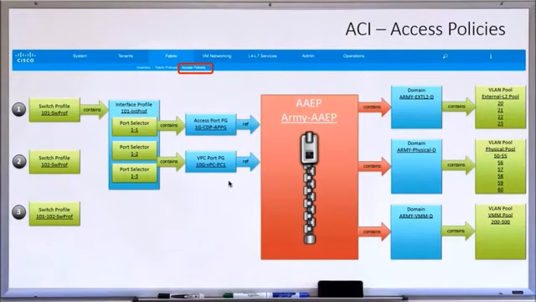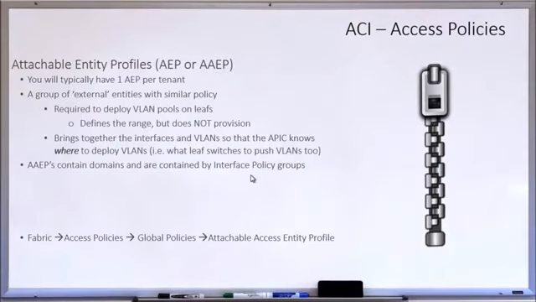Now, as we move forward, let's describe these AAEPs a little bit better. Again, attachable entity profiles, or sometimes you'll see them referred to as AAEPs. I believe when we get into the demo, they are called attachable access entity profiles within the configuration. Now, you're typically going to have, what we configure, one AEP per tenant. And guys, this is really just a rule of thumb.